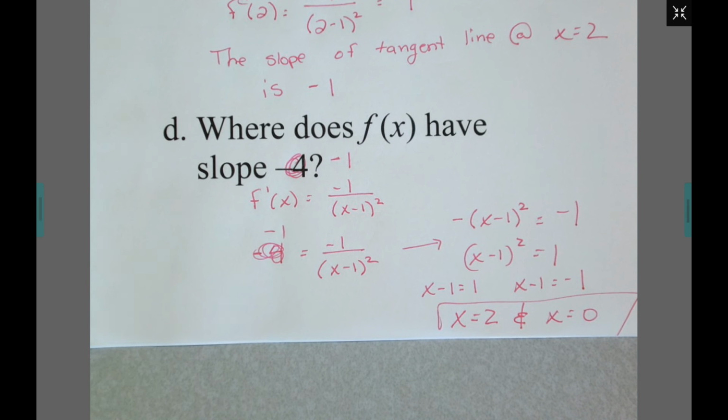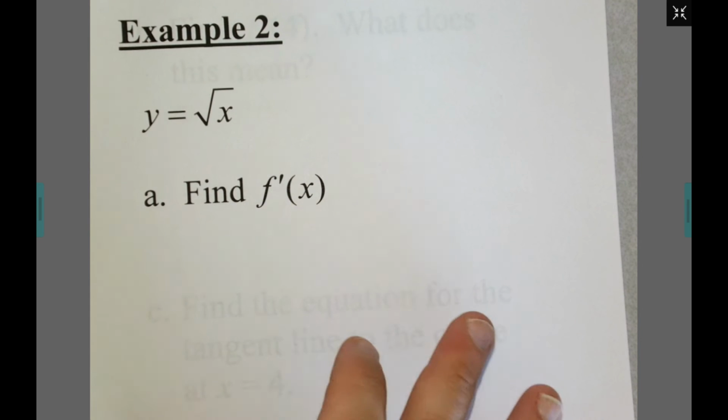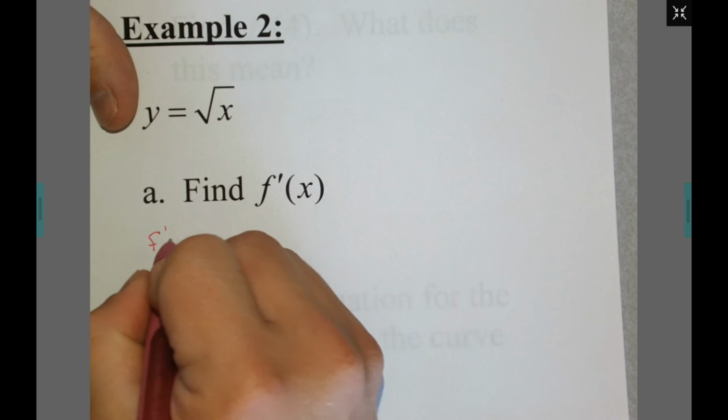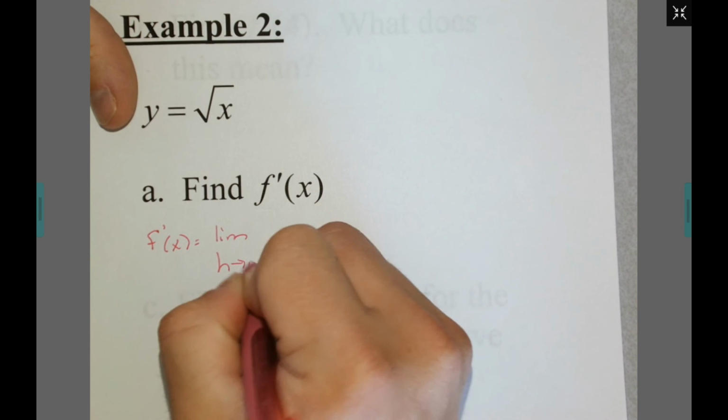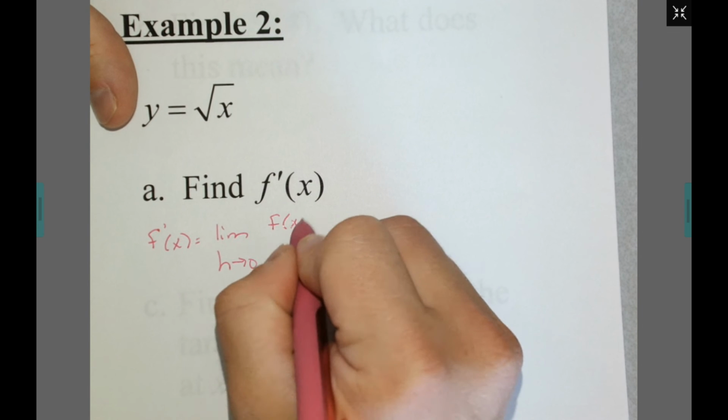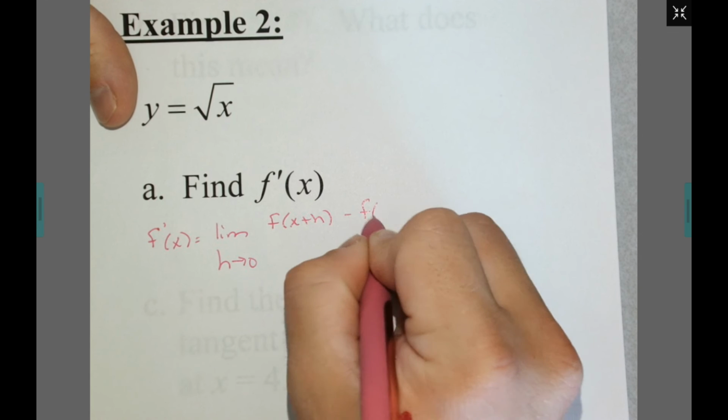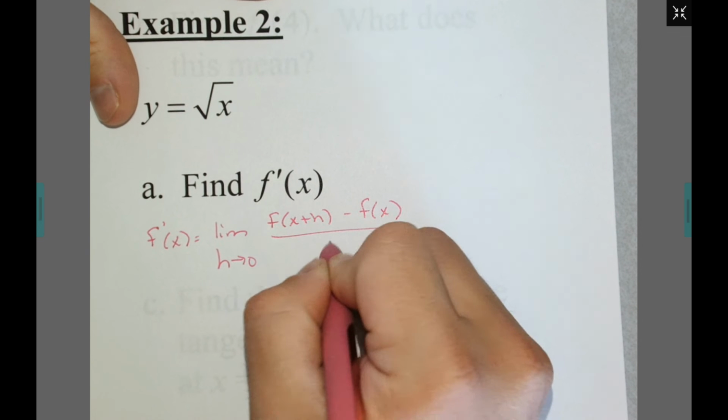All right, so that's it for example 1. Example 2. Y equals square root of x. They want us to go ahead and find the derivative. We know the first derivative equals the limit as h goes to 0 of f of x plus h minus f of x, all over h.